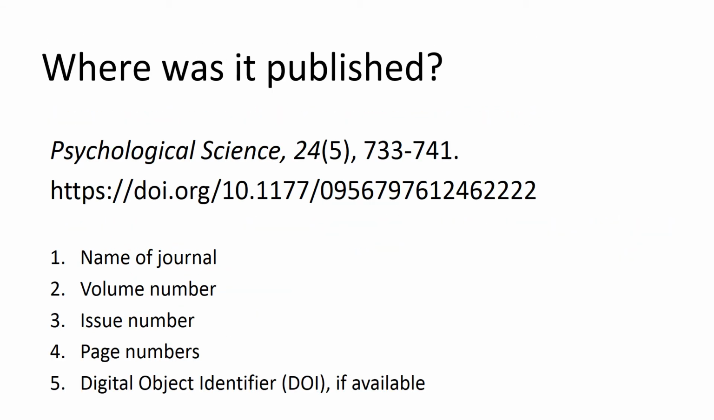Answering the "where was it published" question requires a little bit more information. It's easier now that things are electronic, but having all the details makes it much more efficient when we want to find an article. We can think about the information we need in 5 parts: the name of the journal, the volume number, the issue number, the page numbers, and the digital object identifier, if it's available.